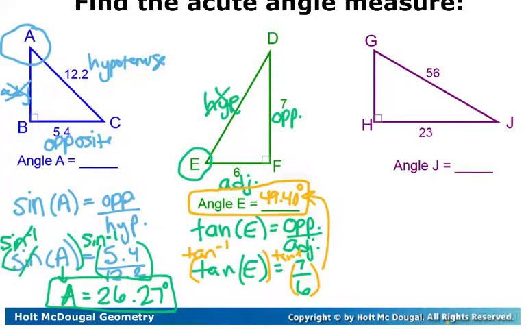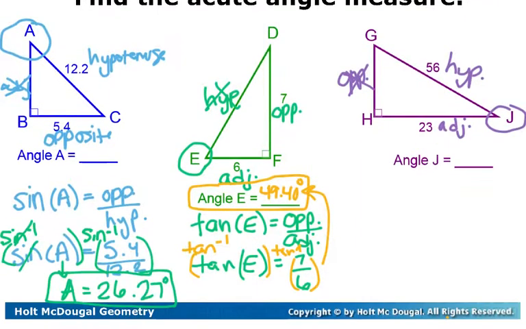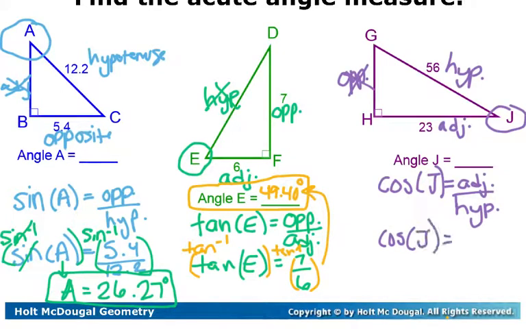Alright, and then our last one here, we're trying to find angle J. Angle J has this 56 as its hypotenuse, this 23 as its adjacent, and this GH over here as its opposite, which again means that I'm not caring about anything with an opposite, so not that one, not that one, and so I'm going to do cosine. So that means I'm setting this up as cosine of my angle, and that's going to equal the adjacent over the hypotenuse, which means that cosine of J is actually going to equal 23 over 56.